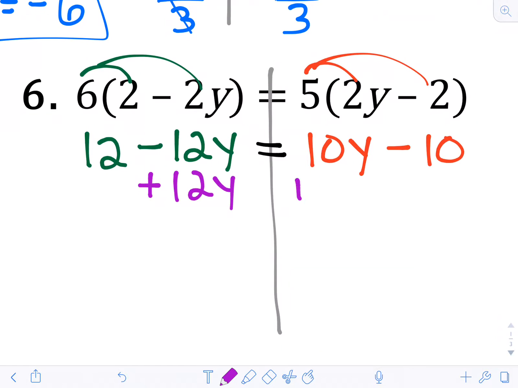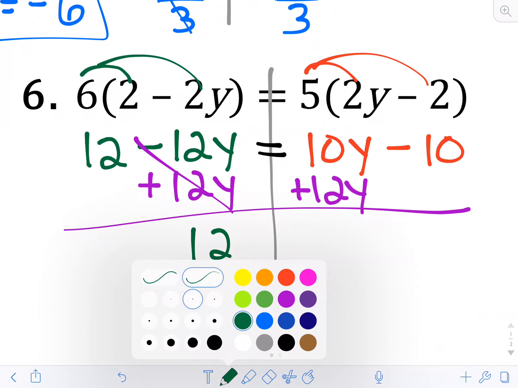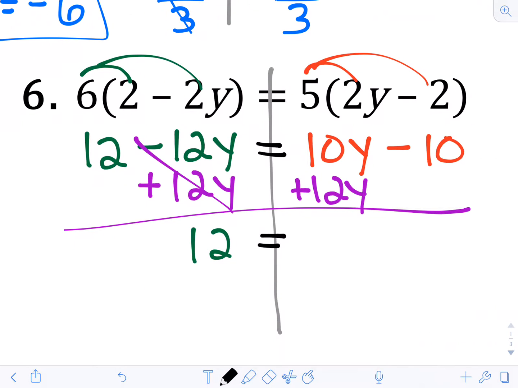So I'm going to add 12 to both sides. So when I do that, those cross off. I still have this 12 out front. Still have my equal sign. 10 and 12 will give me 22. So that's 22y, and I still have that minus 10 in the back.